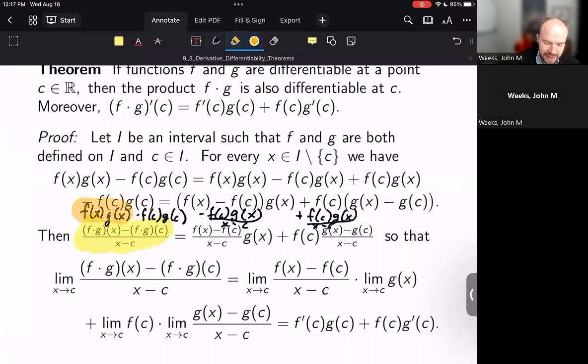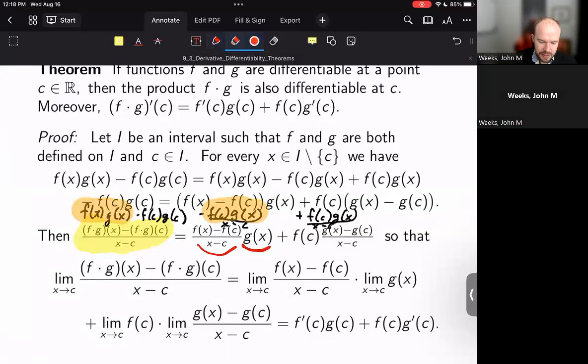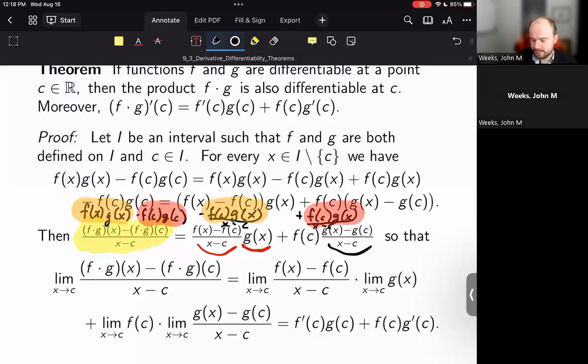I have this f of x g of x right here, and I have an f of c g of x in the numerator that I've subtracted by. So I can group those two things together and factor out by g of x. Now, what I have left is f of x minus f of c over x minus c, and that should look a lot like the derivative. Similarly, now grouping together these other two parts, let's do it in a different color, f of c g of c and f of c g of x, I can factor out an f of c, and what I'm left with is something that looks like the derivative of g of x, this part right here at the point c.